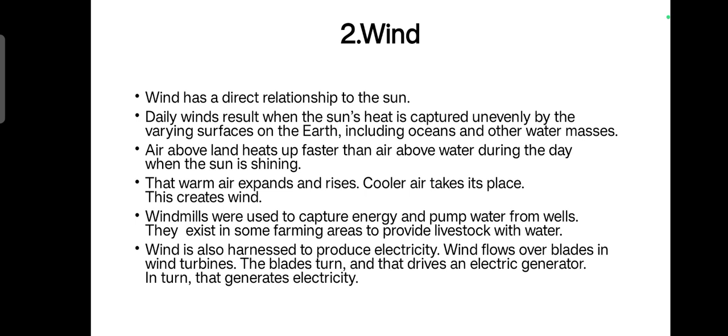Windmills are used to capture energy and pump water from wells. They exist in some farming areas to provide livestock with water. Wind is also harnessed to produce electricity. Wind blows over blades in wind turbines. The blades turn, and that drives the electric generator. In turn, that generates electricity.